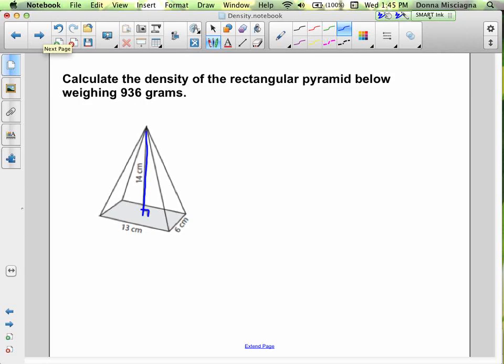That is our height. Remember, the volume for a pyramid is going to be 1/3 the area of the base times the height. I've already given you the height, right? So the height here is 14 centimeters. Let's find the area of the base. All right, so how do I find the area of the base?